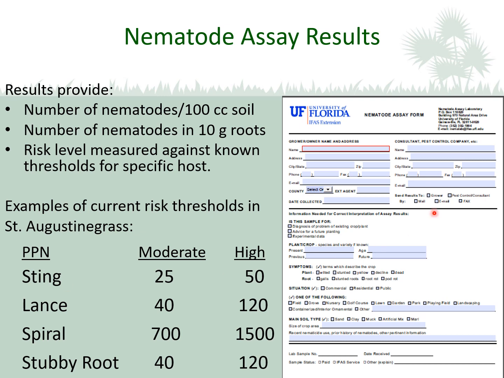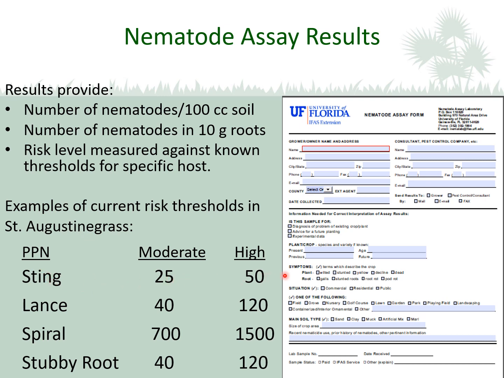And here's an example of the results. You'll get the number of nematodes per 100 cc of soil, or the number of nematodes in 10 grams of roots, and they'll tell you the risk level measured against known thresholds for a specific host. And you can see, looking at St. Augustine here, it's the sting nematodes that are the most detrimental.